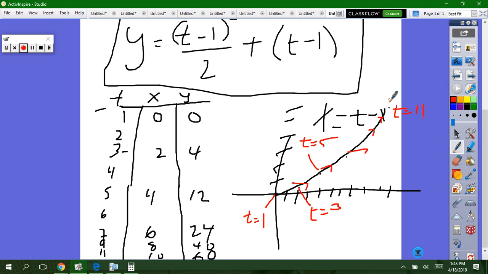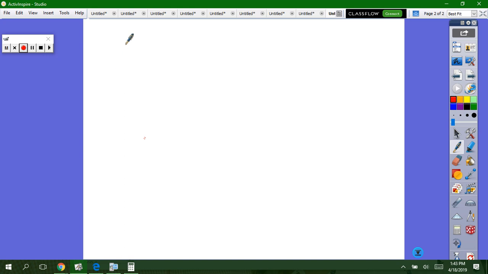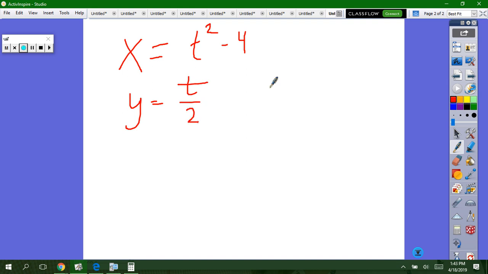On our next problem, I think you'll see it a lot nicer. Do you mind if we go on to the next one and then see it? Okay. The next one is x equals t squared minus 4, and y is t divided by 2, where t is between -2 and 2.